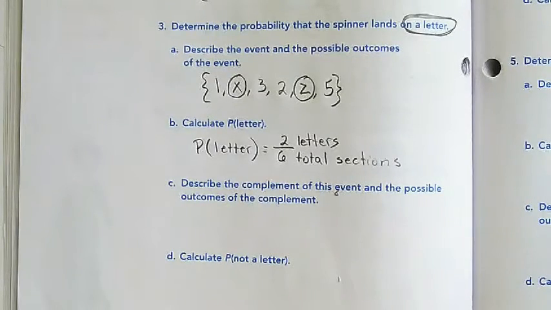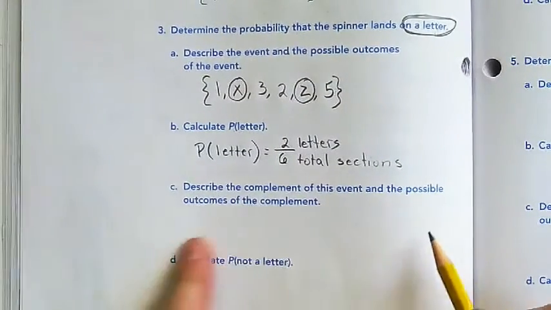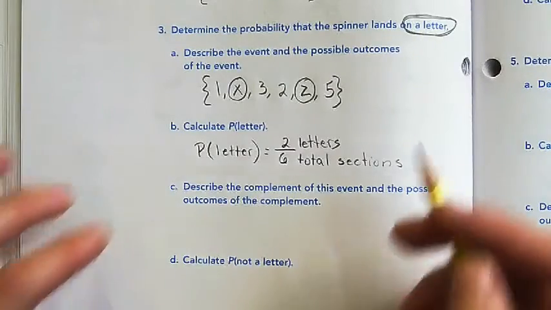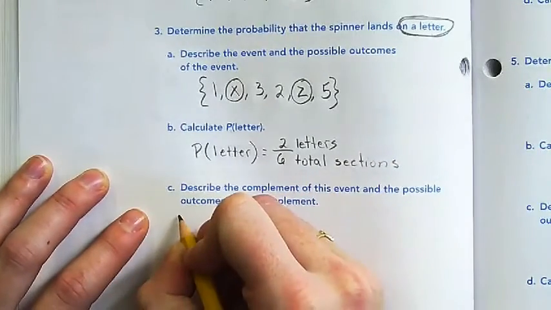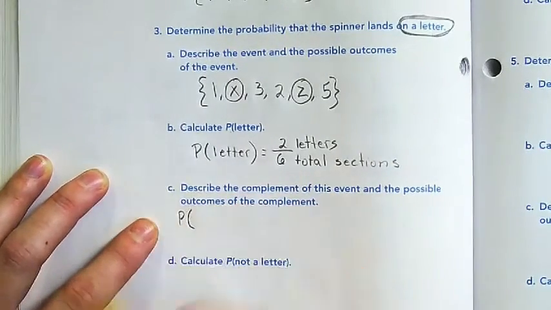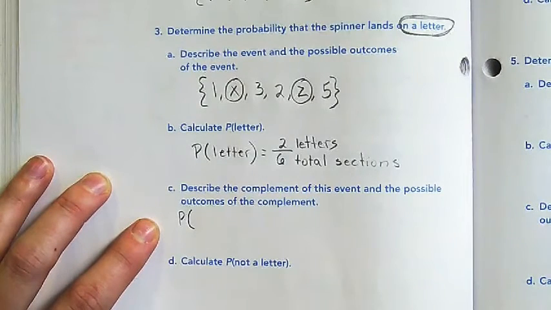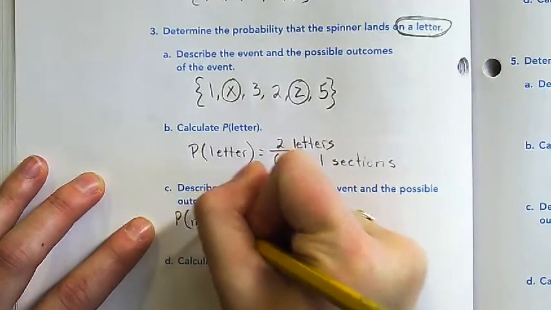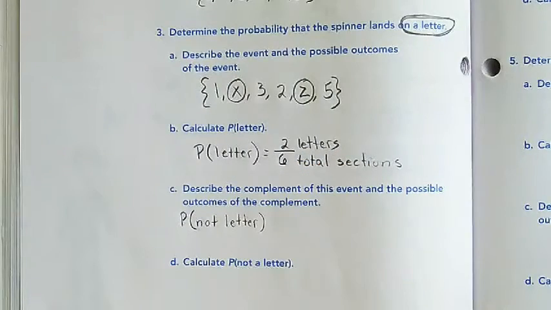Okay, on C, it says describe the complement of this event and the possible outcomes. So if this event is the probability of getting a letter, what is the complement? What would we say? Not getting a letter. So probability of not letter. Good job. So there we've described it. We want not a letter.